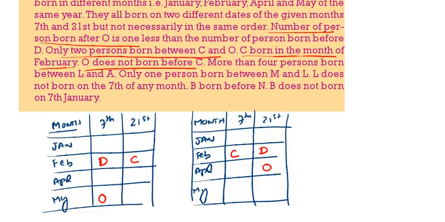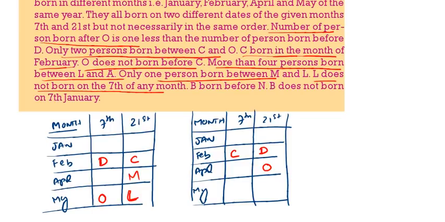More than 4 persons are there between L and A. L does not born on 7th of any month, so L is born on 21st. If we take L here, 1, 2, 3, 4, 5, here we may get A. There is only 1 person between L and M. But if I take L here, 1 gap, here already C is there, we can't write M. So here this is wrong. So here you take L, and with 1 person between L and M, here we will get M.